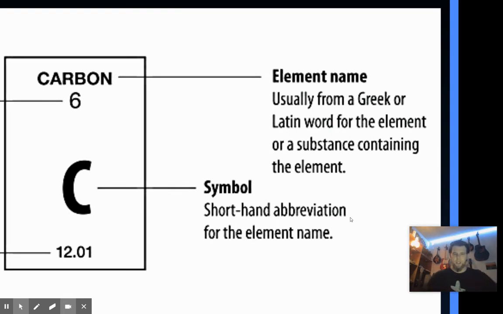So the symbol is just a shorthand abbreviation, and it's usually based off of the Greek or Latin word, which is why we have some that don't seem to match up, like Hg for mercury, and like I was just saying, Pb for lead. So it's usually based off of that Greek or Latin term.